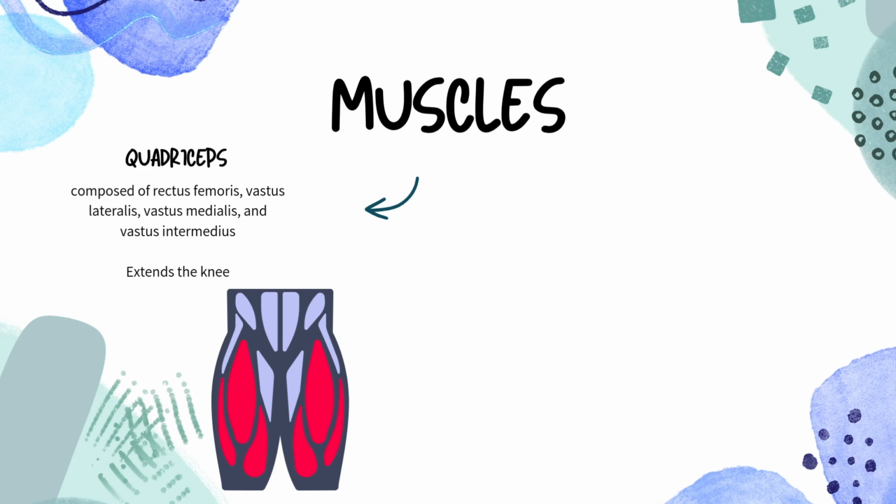Vastus medialis and lateralis, that tells you kind of where it is on the medial and lateral side. Vastus intermedius is in the middle, and it is deep to the rectus femoris. The quadriceps help extend the knee.